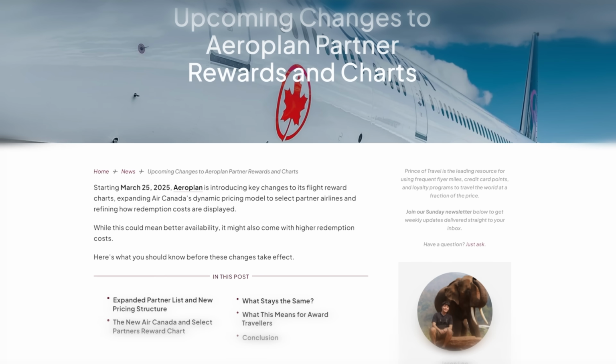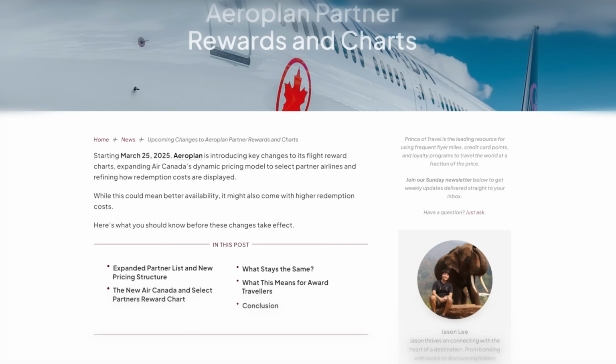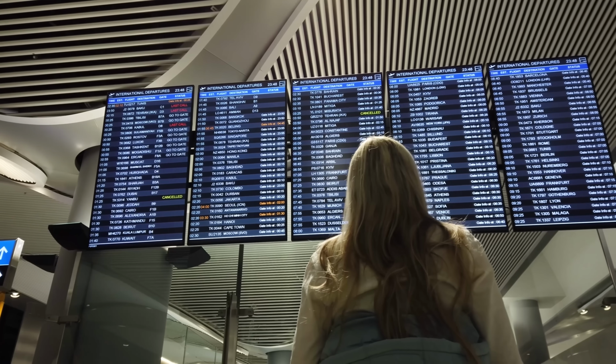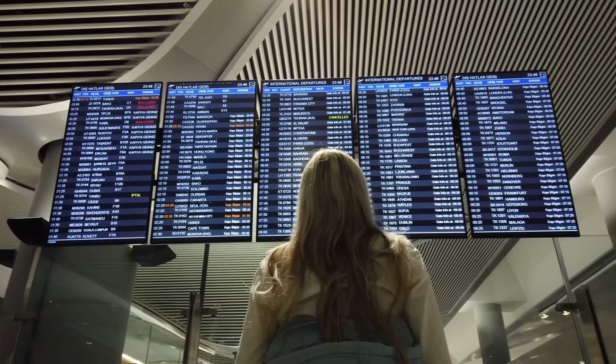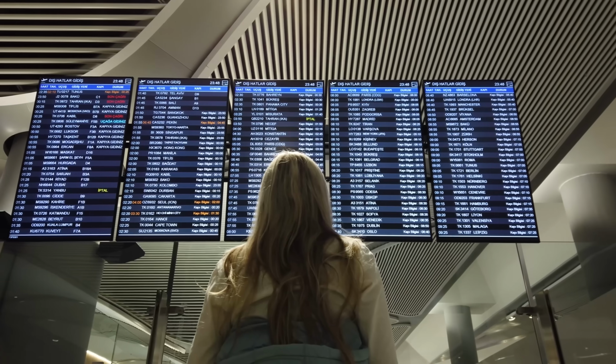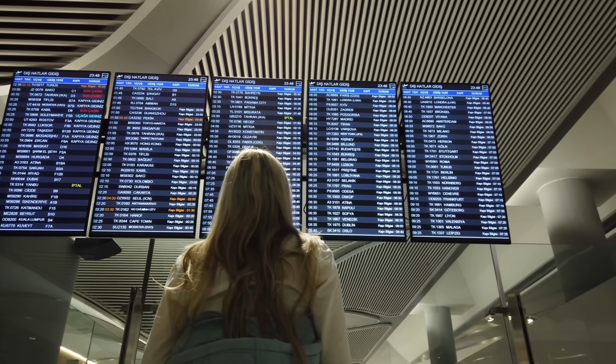And when Aeroplan announced that it was making changes to its flight reward chart earlier this year, a lot of people wondered exactly how far they'd go. And now that the changes are live, we can dive into those details and let you know exactly what's changed and what hasn't. The first change that you need to know about is that there are now more airlines that are subject to dynamic pricing.